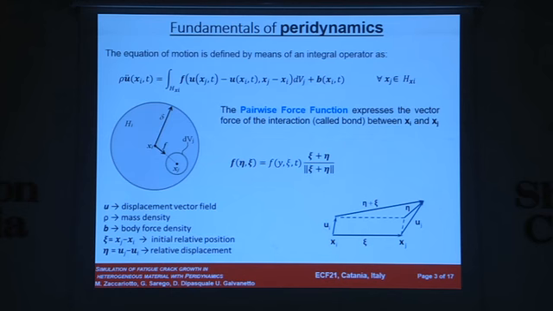Peridynamics is a recent non-local theory of continuum based on an integral operator. Here we can see the main equation of peridynamics. A generic material point can interact with all the other family points inside a finite horizon with a dimension equal to delta. This interaction is called a bond and is governed by the pairwise force function, and inside this pairwise force function there is the constitutive model for the material.